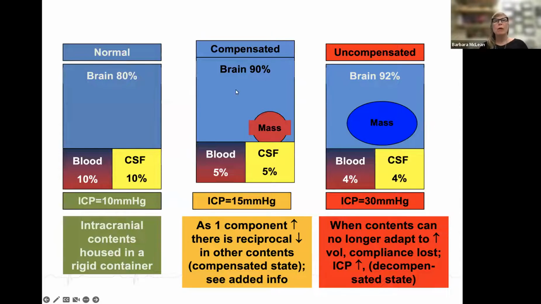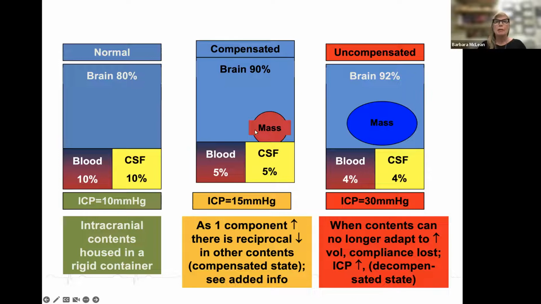Okay, so we look at that all together with a normal brain, a compensated brain, and an uncompensated brain. You can certainly see here, as you look at it, with the normal brain, we have normal occupation and normal ICP, and our intracranial contents are staying right where they should be, and all is right with the world.